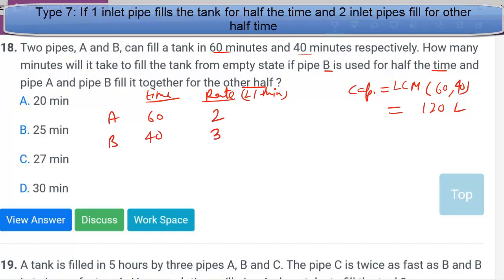Now what is being said: how many minutes will it take to fill the tank from empty state if pipe B is used for half the time and pipes A and B together are used for the other half?